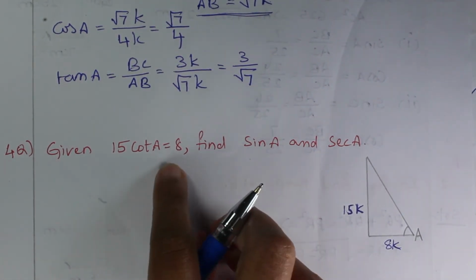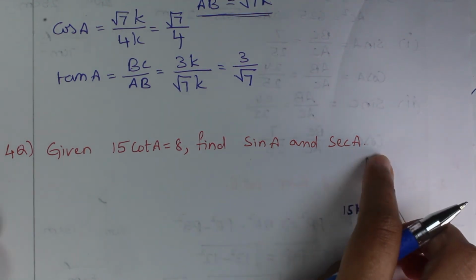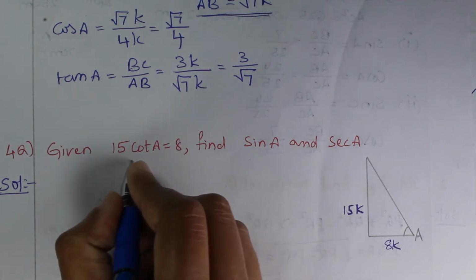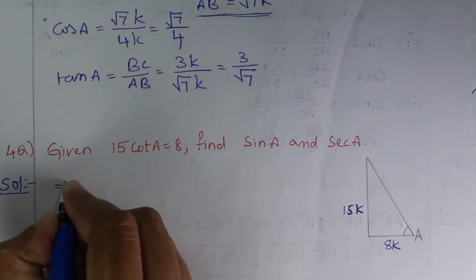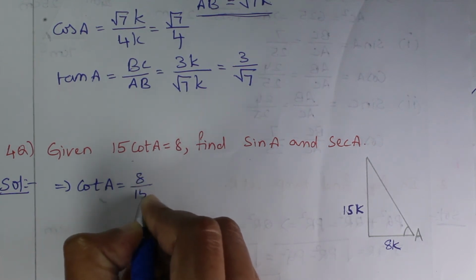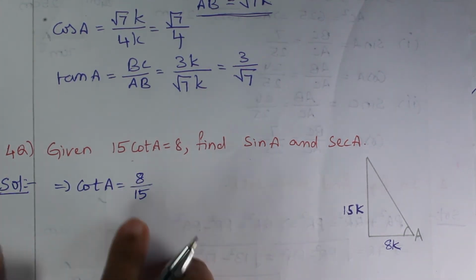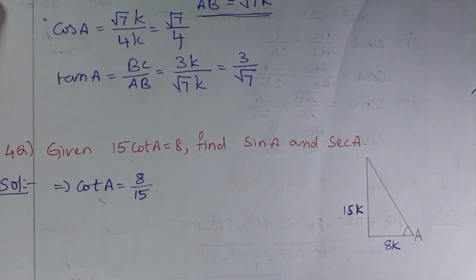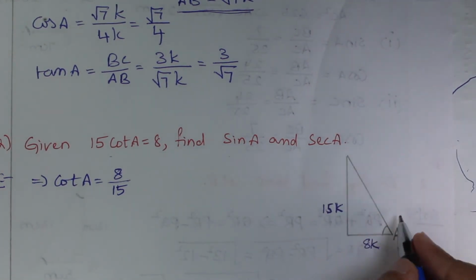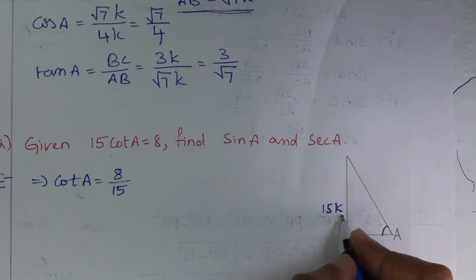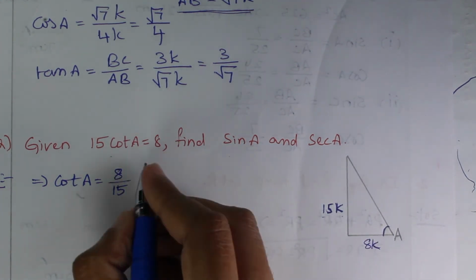Given 15 cot A is equal to 8, find sin A and secant A. So what did he give? 15 cot A is equal to 8. That implies cot A is equal to 8 by 15. So what is the cot of an angle? Adjacent side by opposite side, right? So for cot A, let us assume the adjacent side of angle A as 8k and the opposite side of angle A as 15k.